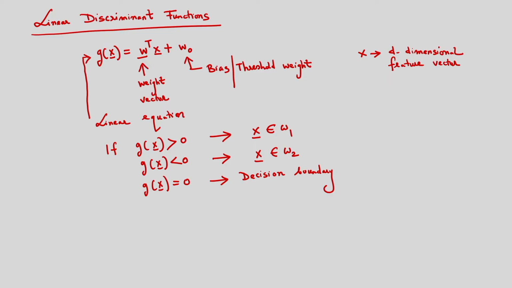Now we have to find the nature of the weight vector. So the problem is we have to find the nature of the weight vector w. So let us move to the next slide. If I consider 2 points, suppose x1 and x2, on the decision boundary.